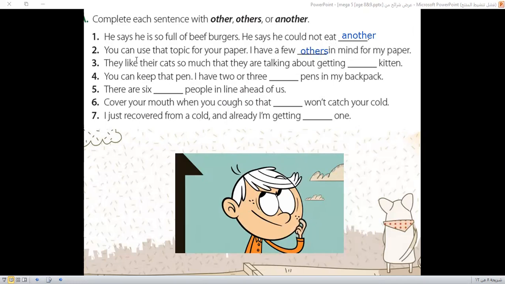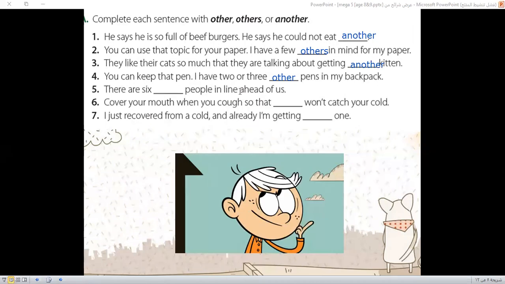Very good. They like their cat so much that they are talking about getting another kitten. Yes, Sumaya. Yes, another. Very good. Another kitten. You can keep that pen. I have 2 or 3 other pens in my backpack. Yes, other. Very good. Because I have pens and it's plural.